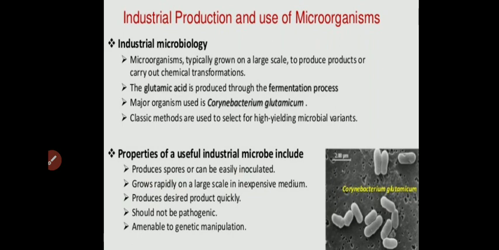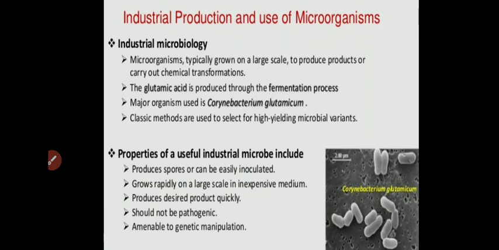They should grow easily in large amounts on any inexpensive or cheap raw material, so that our product can be produced in less amount of time and at low cost. Then the microorganism selected for the production of our desired product should produce our product in less time. It should be non-pathogenic as well as genetically stable.